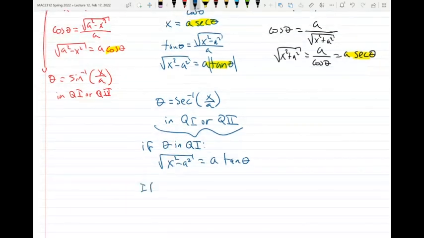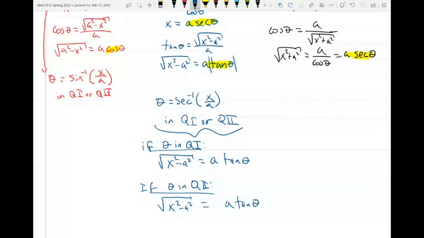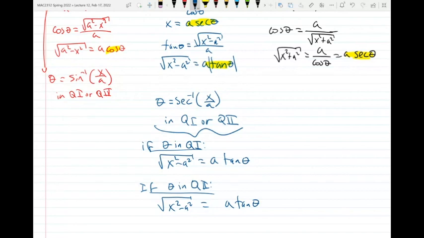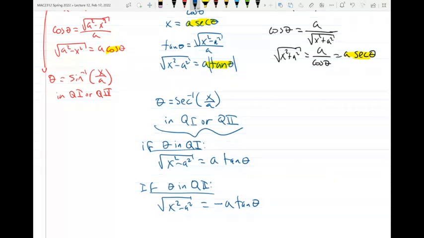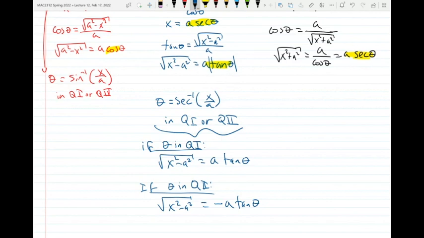But then if theta is in quadrant 2, then this radical is going to be, so we put a times tangent, but you need to understand that theta is in quadrant 2, so tangent is negative. How do we make it positive? We have to manually put a minus. Do you understand where this minus is coming from? Because we are in the situation in which our angle is in quadrant 2, which gives us a negative tangent. We have to make it positive. How? By putting a minus.